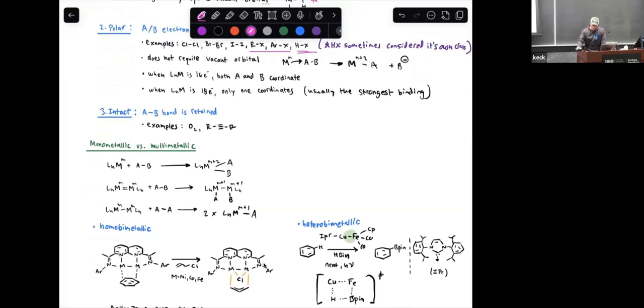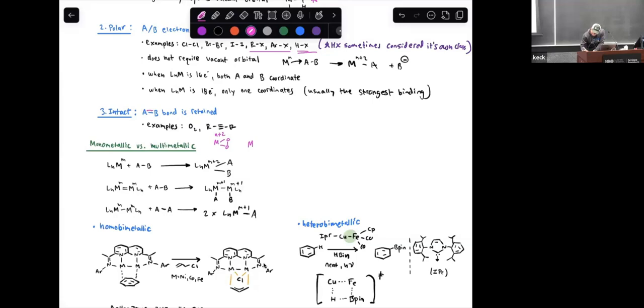And then there's a category of AB reagents where the AB bond is retained, and so sometimes that's because the AB are actually multiply bonded. And so examples of that are O2, which upon oxidative addition, let's say O2 initially binds side-on, and then you have an oxidative addition, then form this kind of adduct.